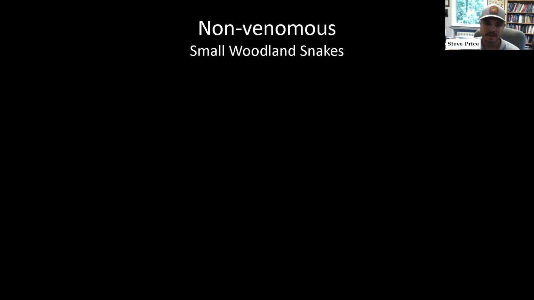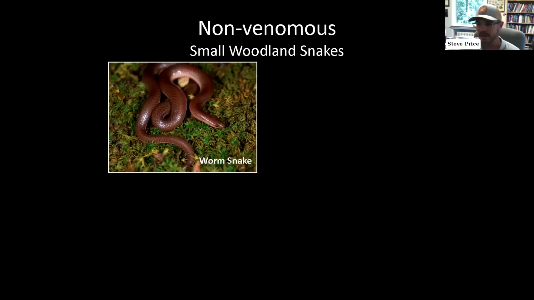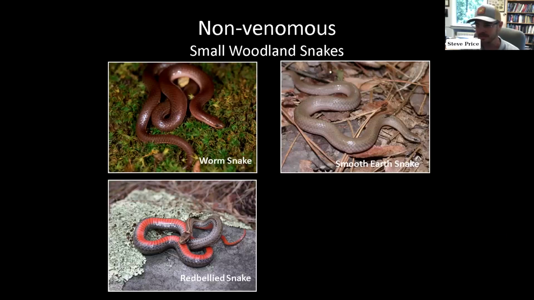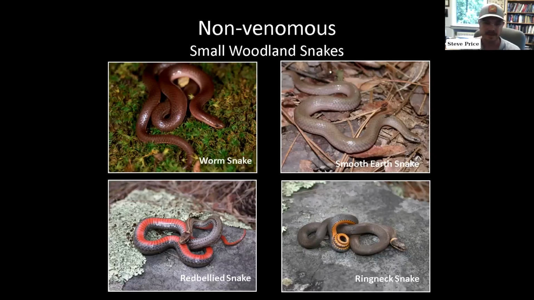Now, we have a lot of non-venomous species. We have things like these small woodland snakes: worm snakes, red-bellied snakes, smooth earth snakes, ringneck snakes. All of these rarely get over about 8 inches in total length. All of them live in leaf litter. All of them eat mostly invertebrates, sometimes taking an occasional salamander.